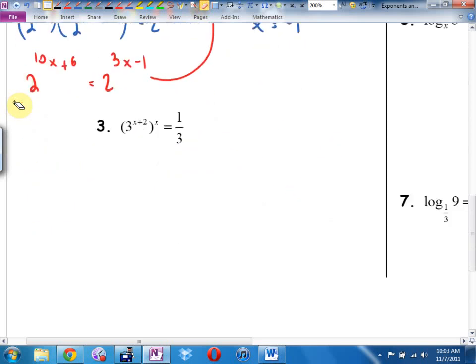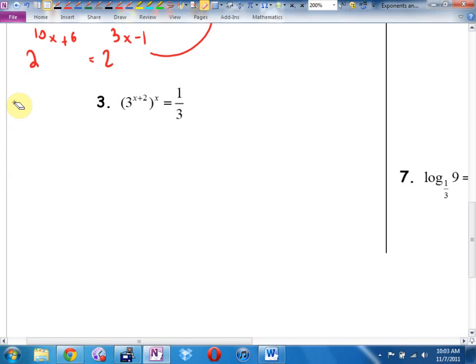Number three. Okay, kind of cool. I'll write this as 3. I have power to a power, so it's going to be x squared plus 2x equals 3 to the negative 1. Roxanne, do I have one base equals one base? Are my bases the same? Then I can equate the exponents. I'll get x squared plus 2x equals negative 1.